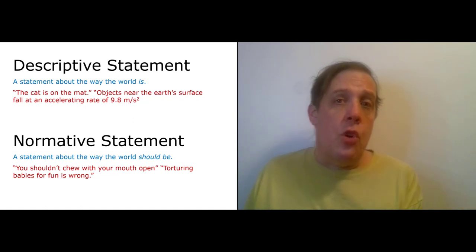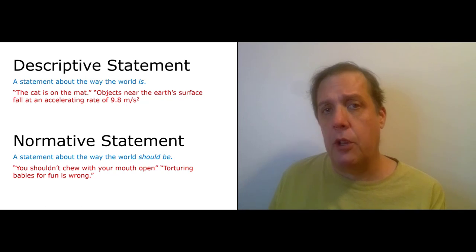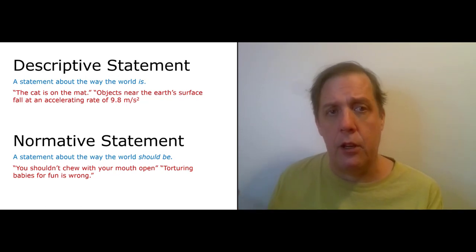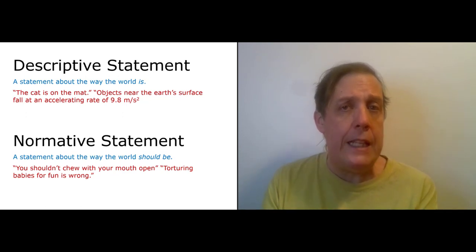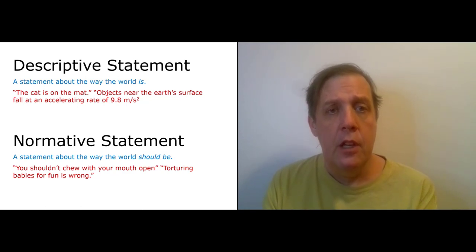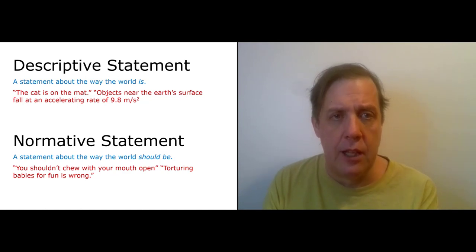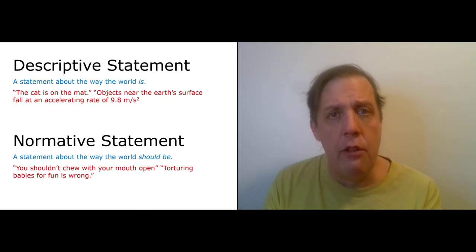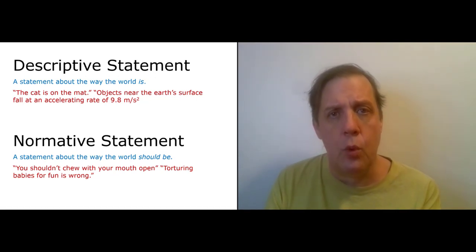Statements can be either normative or descriptive. And this gets back to the thing I was talking about, where we talk about how fact and opinion doesn't really matter here. What does matter is that some statements are about the way the world is, and some statements are about the way the world should be. So a statement that's about the way the world is called a descriptive statement. So the cat is on the mat. Objects near the Earth's surface fall at an accelerating rate of 9.8 meters per second squared. Those describe the way the world is.